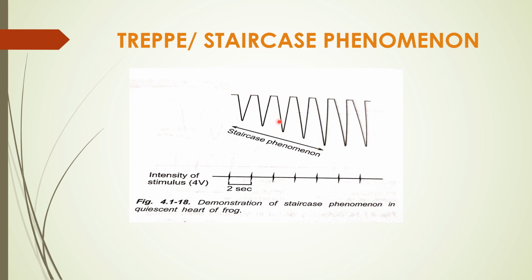It appears that it is violating the all or none law, but it is not so, because the stimulus alters the condition for the next stimulus. The reasons for this staircase or Treppe are three. First, an increase in the quantity of calcium available to the contractile machinery for the next stimulus. This is the beneficial effect which we have already covered in skeletal muscle properties, and the same beneficial effect is applicable here.